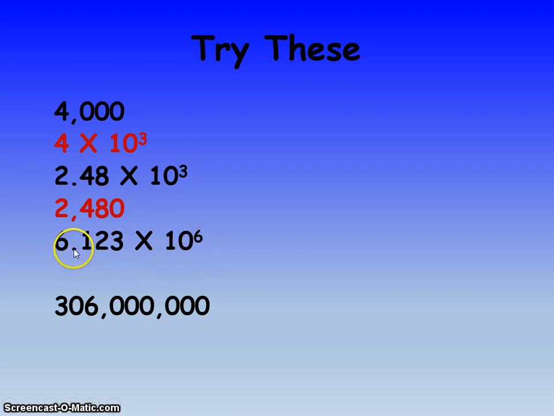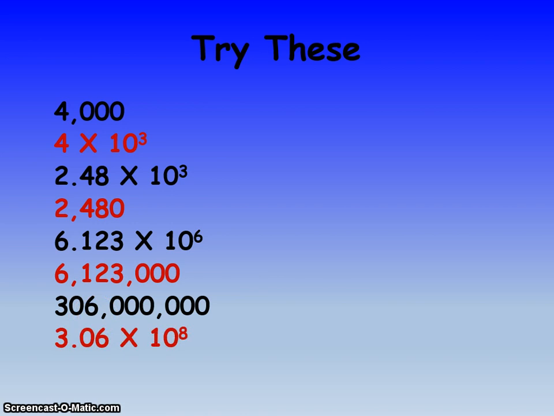So the last one that we have to convert to a regular number, I'm going to move it forward 1, 2, 3, 4, 5, 6, 3 empty placeholders. So 3 extra zeros. And then this one we're going to go back 1, 2, 3, 4, 5, 6, 7, 8. So there my decimal is going to go between the 3 and the 0 there. 3.06 times 10 to the 8th power. All right. I hope that helped with converting back and forth with larger numbers, again with positive exponents.